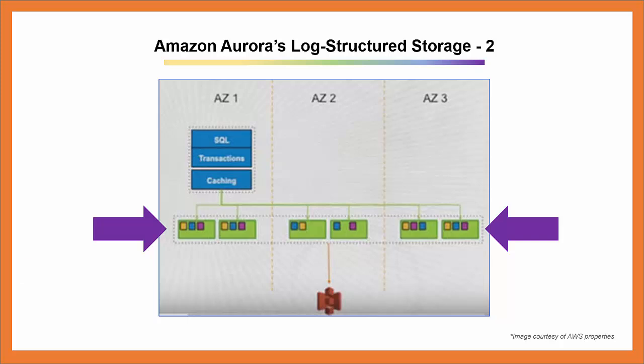Log structured storage isn't new. It's used in NoSQL products like Cassandra and HBase, where there's the concept of log structured merge trees, which is how those databases store their data. The Amazon Aurora team has done something similar, but with some unique characteristics.